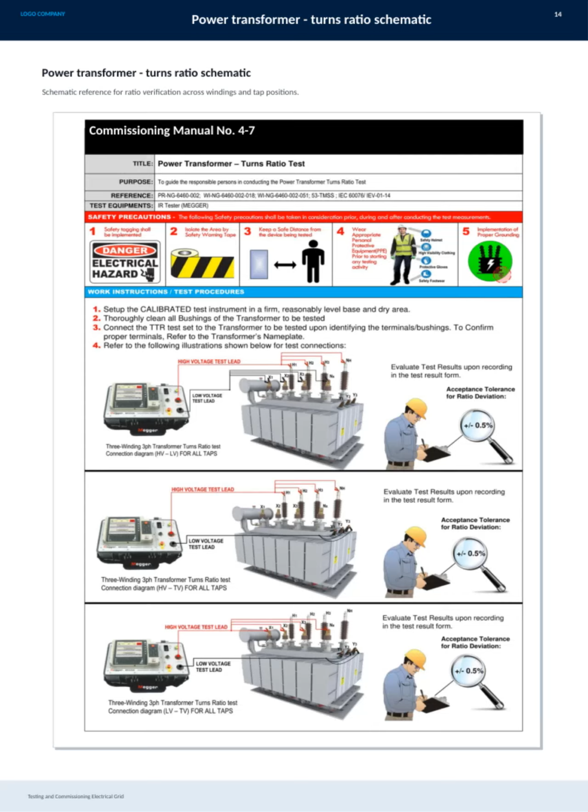Here we have the schematic for the power transformer turns ratio, which is essential for testing and commissioning within the electrical grid. This diagram serves as a reference to verify the ratio across different windings and tap positions, ensuring that the transformer performs correctly under various conditions. Accurate ratio verification is critical to maintain system reliability and prevent potential faults. This information is drawn from Commissioning Manual number 4 to 7, guiding us through best practices during the commissioning process.